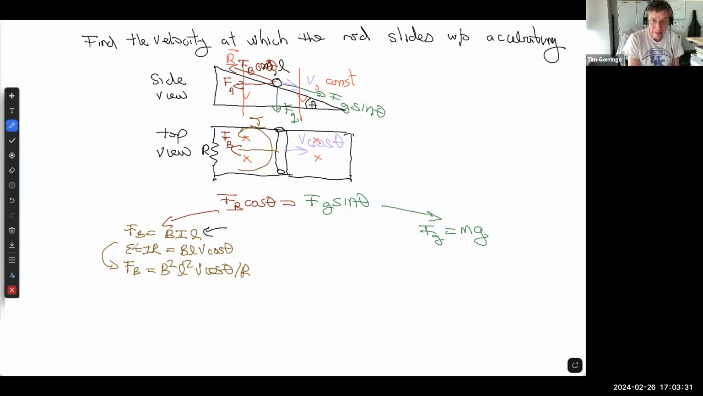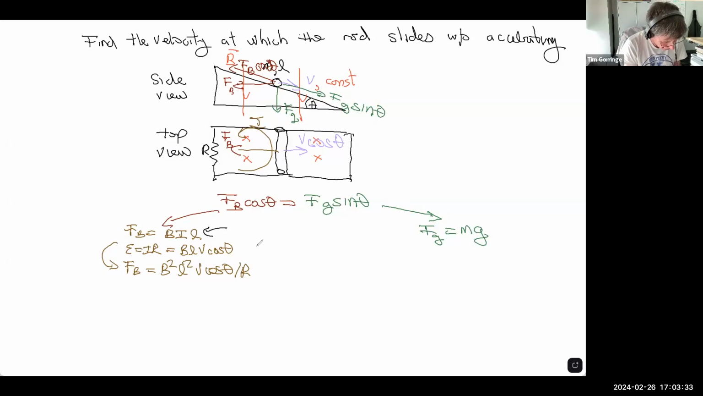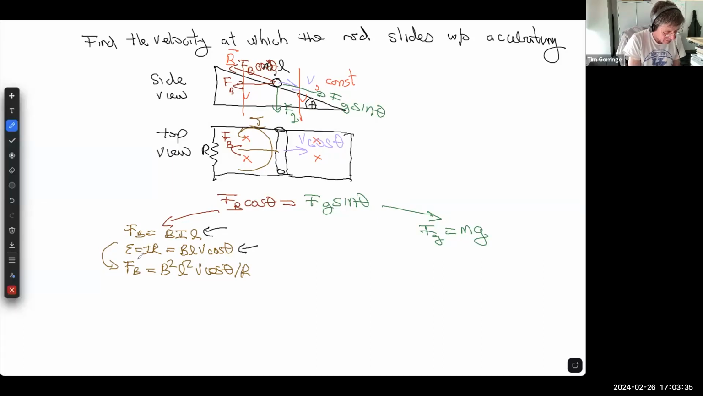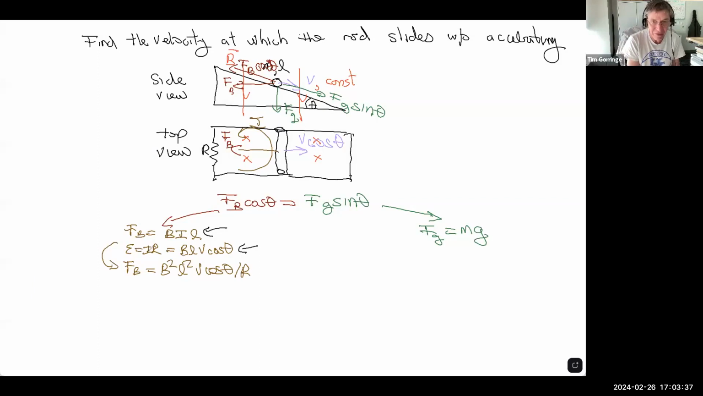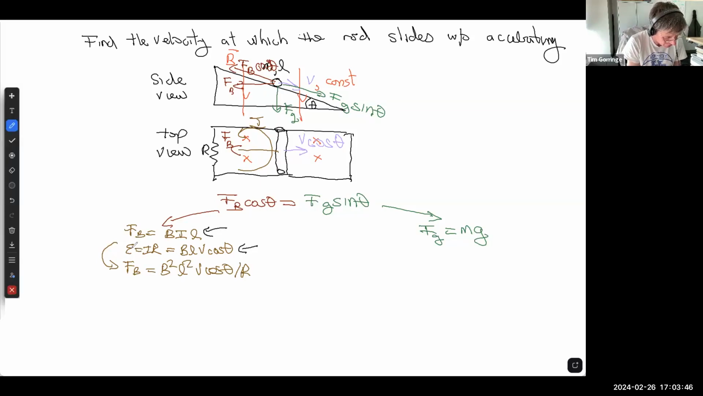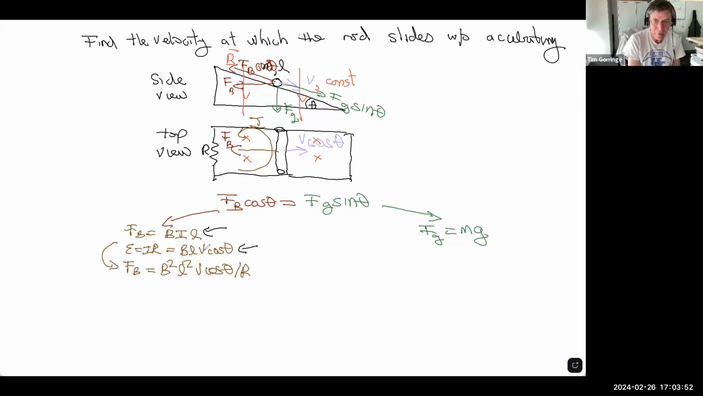And so in this second equation here, this is Faraday's law of induction applied to a rod in motion. Faraday's law of induction for a rod in motion says that the induced EMF, that's over on the far left, is equal to BLV, where B is the magnetic field, L is the length of the rod, and V is the motion of the rod perpendicular to the magnetic field.